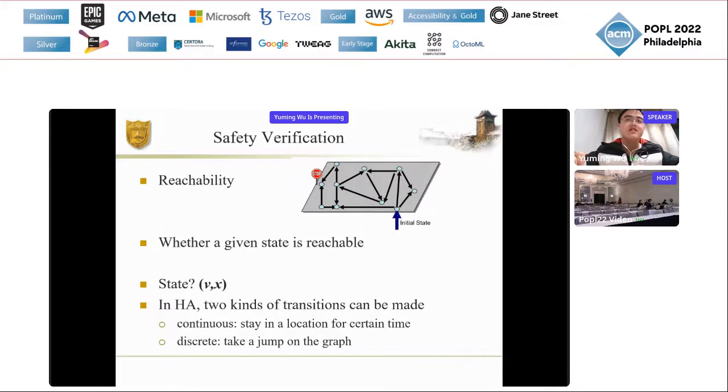Reachability, that is, judging whether a given state is reachable, is a property of automata that is closely related to safety. The state of hybrid automata is a tuple (v, x), where v is a location and x is the value of continuous variables. In hybrid automata, two kinds of transitions can be made. One is continuous: stay in a location for a certain time. Another one is discrete: take a jump on the graph.